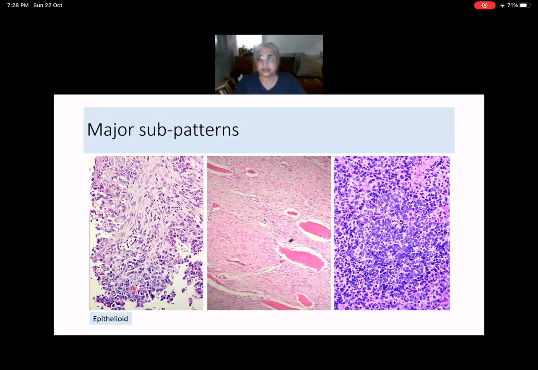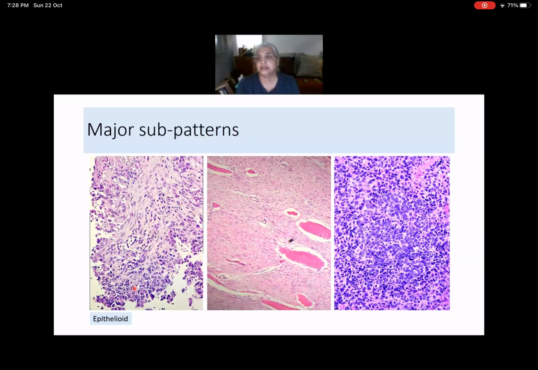Shubhra, have you heard the term? Did you hear the term sarcomatoid carcinoma? Yes, ma'am, heard of it. Then if you know that term, it's got spindle cells. So what is the pattern of a sarcomatoid carcinoma?